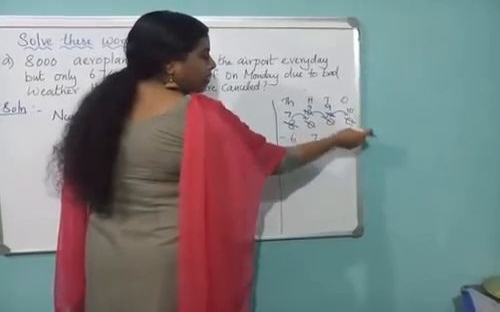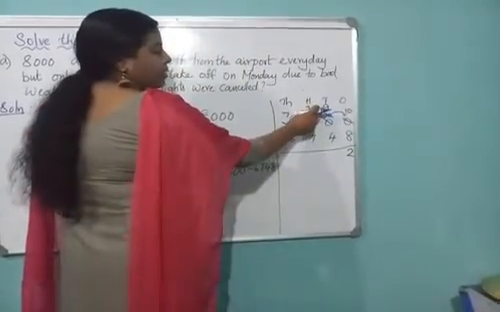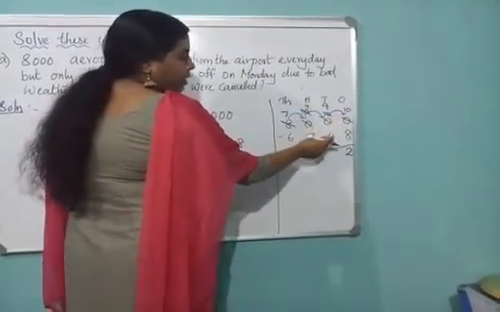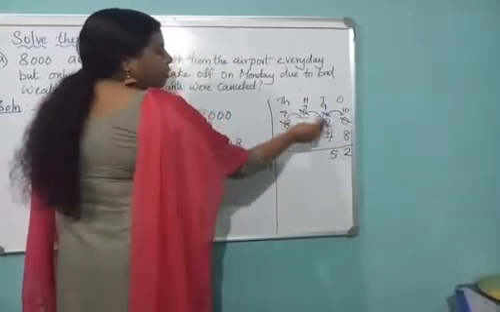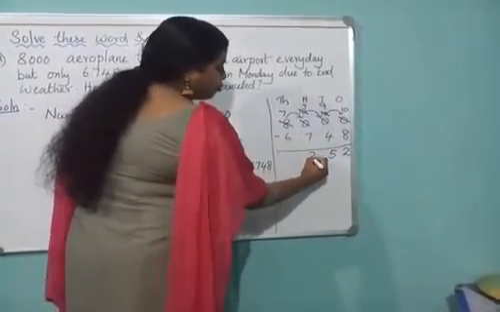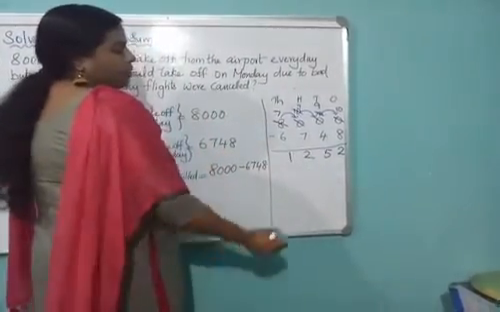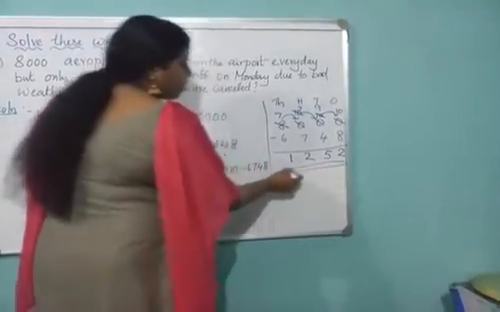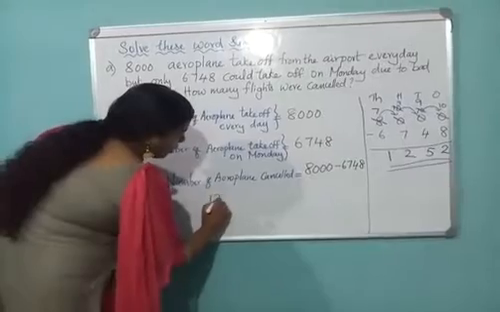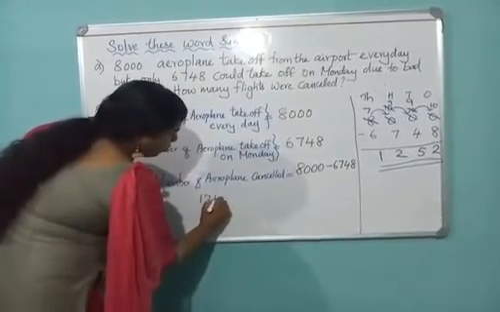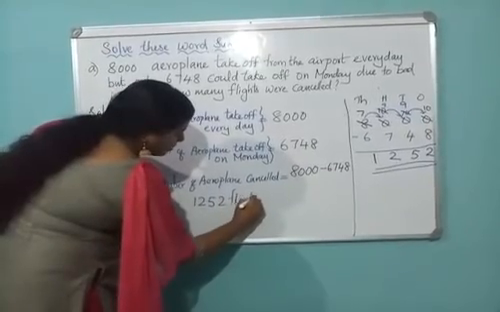Now here 10 minus 8 is equal to 2. Then 9 minus 4 is 5. 9 minus 7 is 2. 7 minus 6 is 1. So, how many flights were cancelled? 1,252 flights were cancelled.